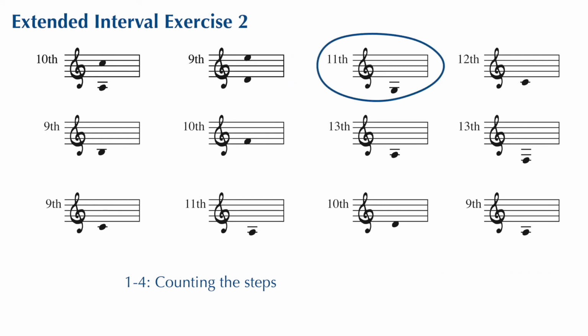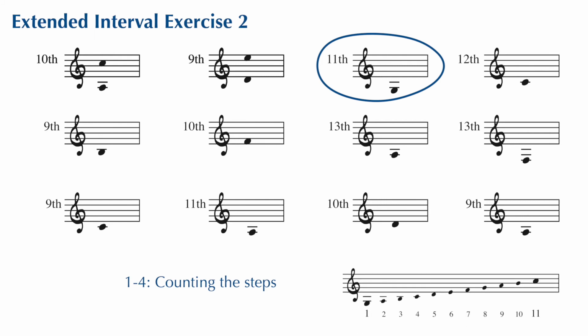Number 3, we're going to write an 11th above this low G. Start counting from that low G. 1, 2, 3, 4, 5, 6, 7, 8, 9, 10, 11. So an 11th above that low G is the third space C.